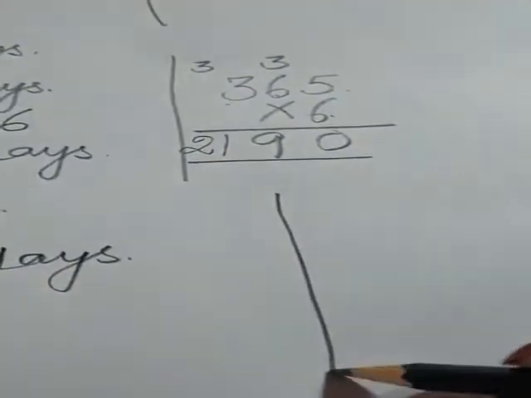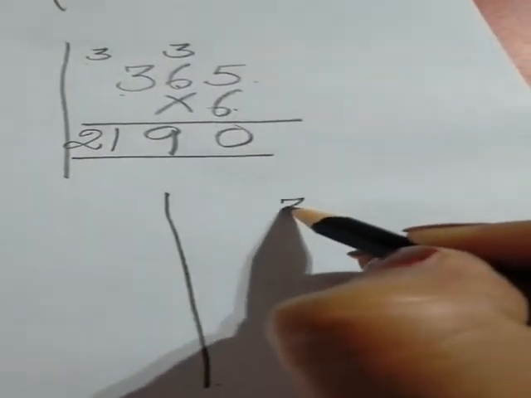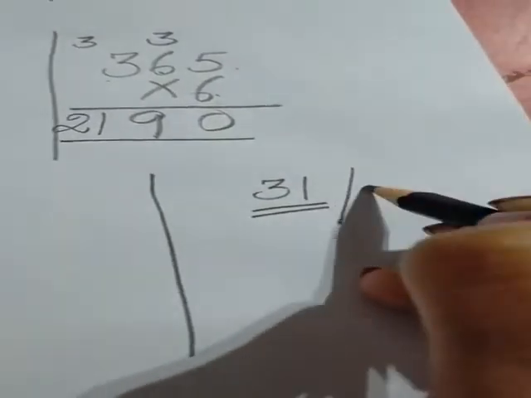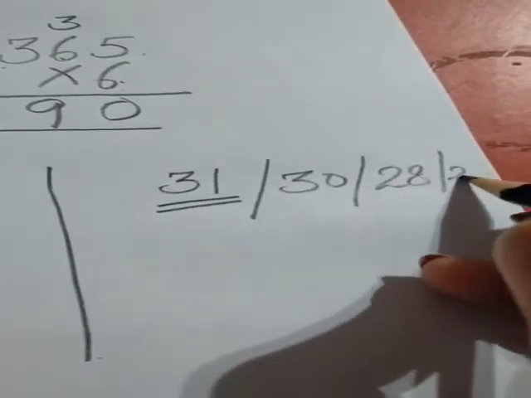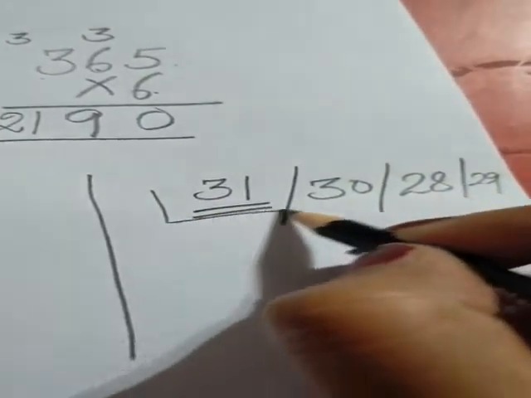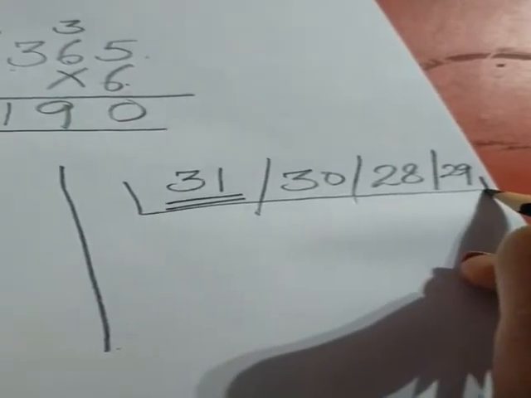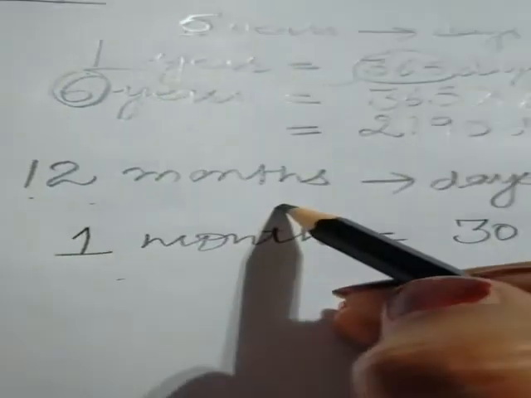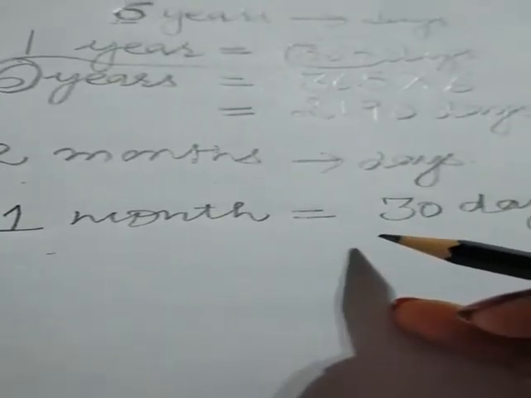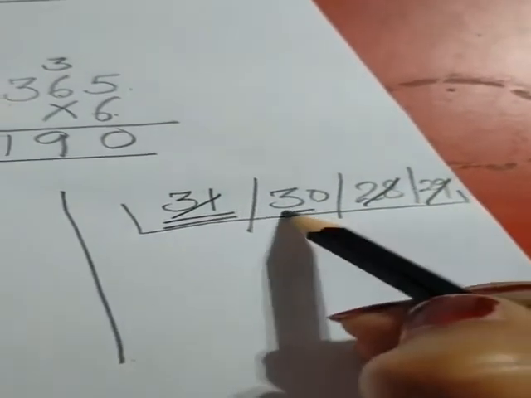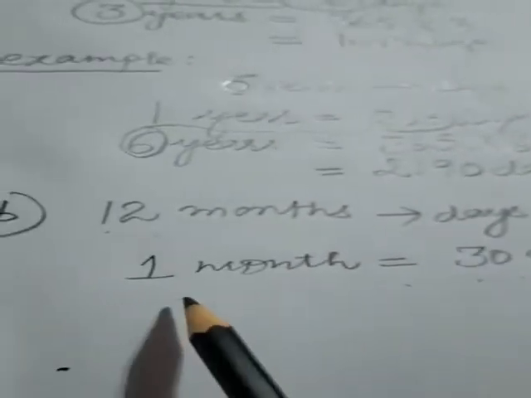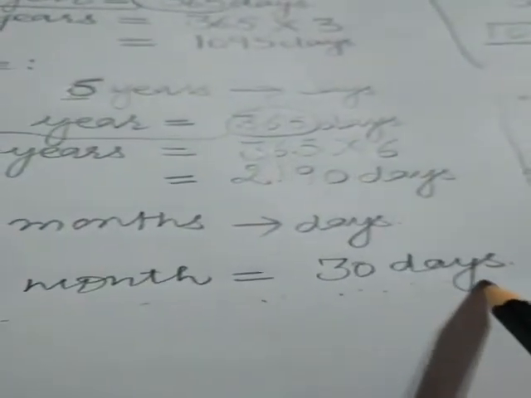Yes students, now you may get confused that sometimes in a month there are 31 days, sometimes 30 days. In the month of February you have 28 days, sometimes 29 days. So here, don't get confused. While doing conversion sums in the time chapter, we always take 1 month equal to 30 days. We neither take 31, nor 28, nor 29. We always consider 1 month is equal to 30 days.